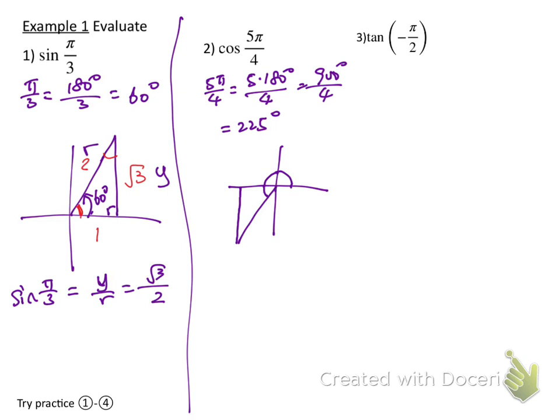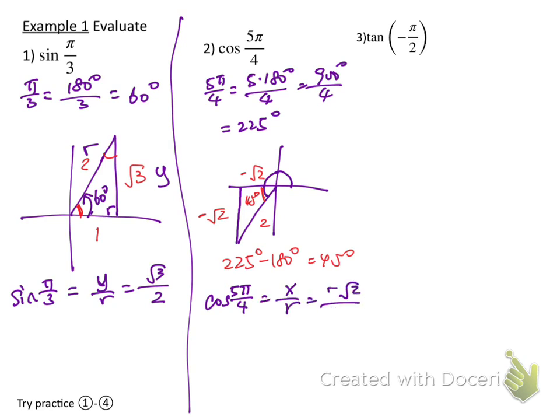I need to look at my triangle here. This angle in quadrant 3 is 225 degrees minus 180 degrees, which is 45 degrees. So I'm having a 45, 45, 90 degree triangle. Radical 2 and 2. I'm in quadrant 3. This is negative, this is negative. Now cosine of 5 pi over 4 will be x over r, which is negative radical 2 over 2.